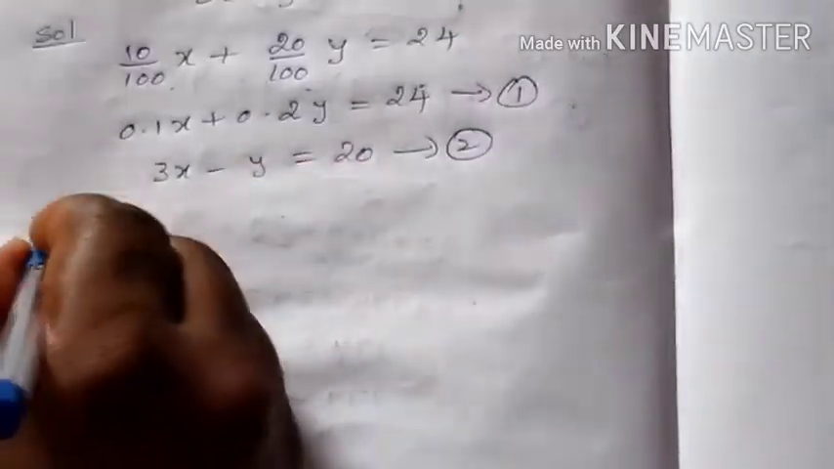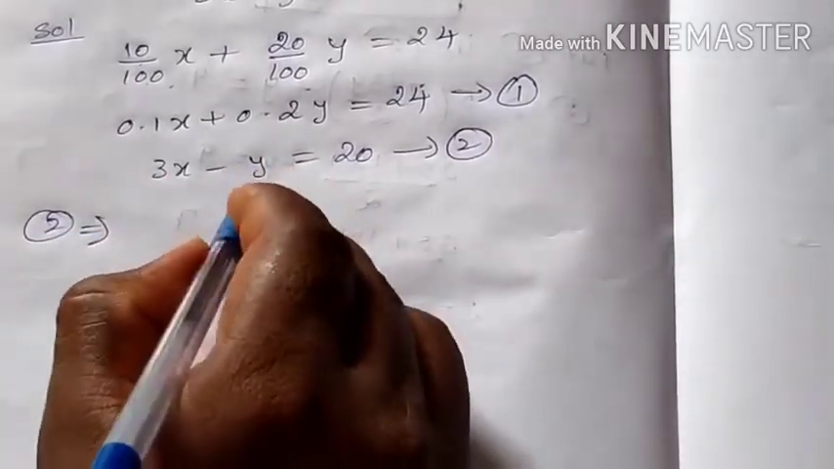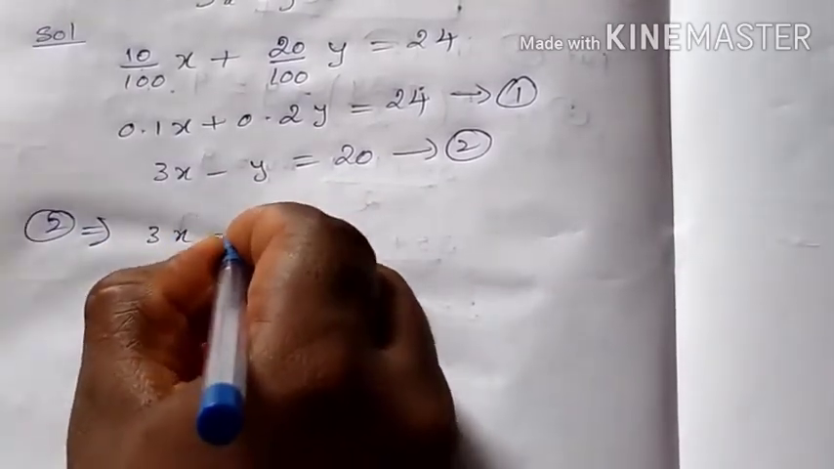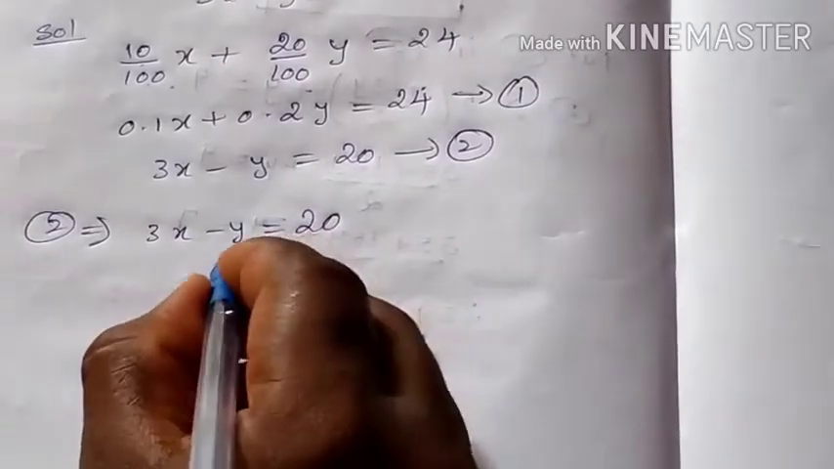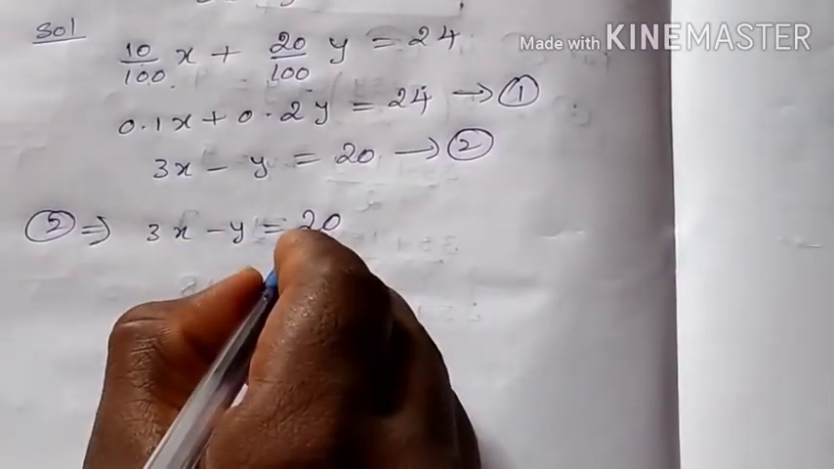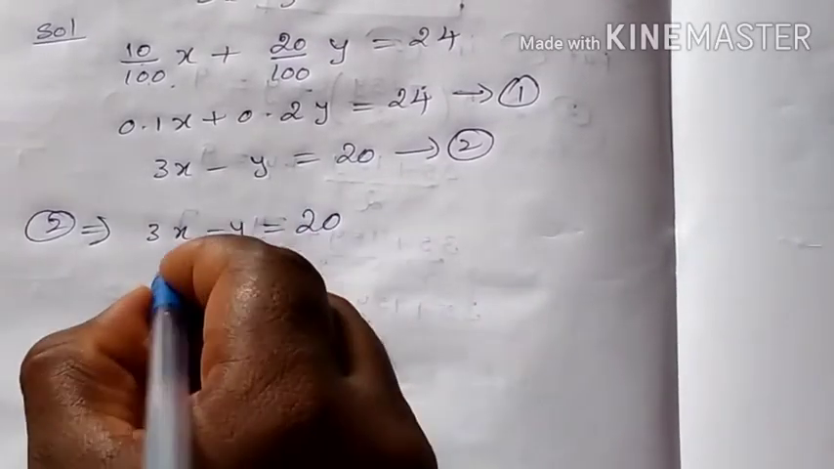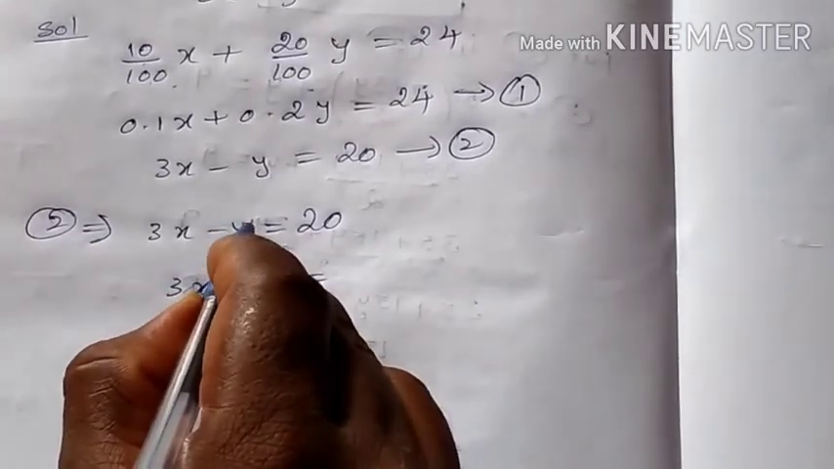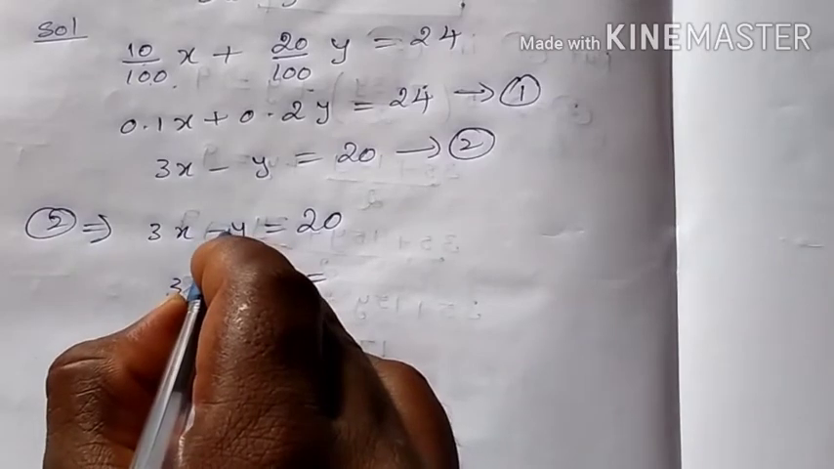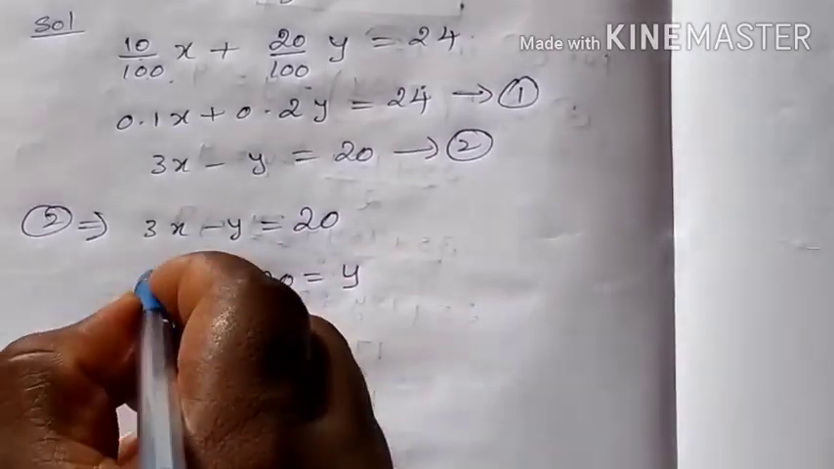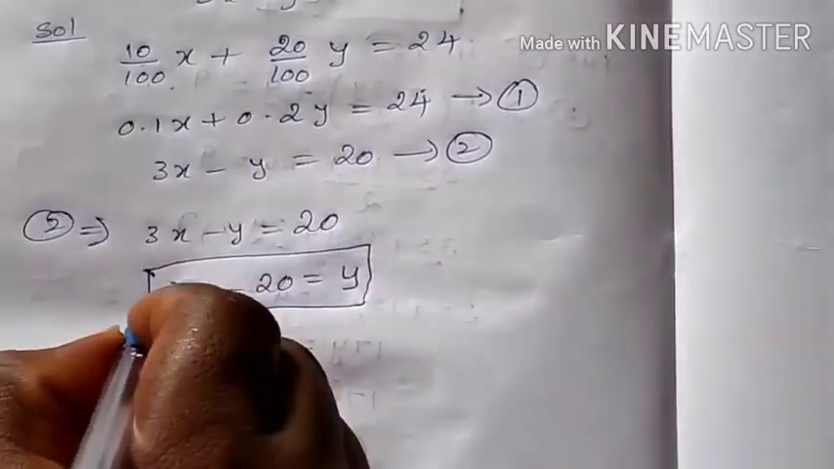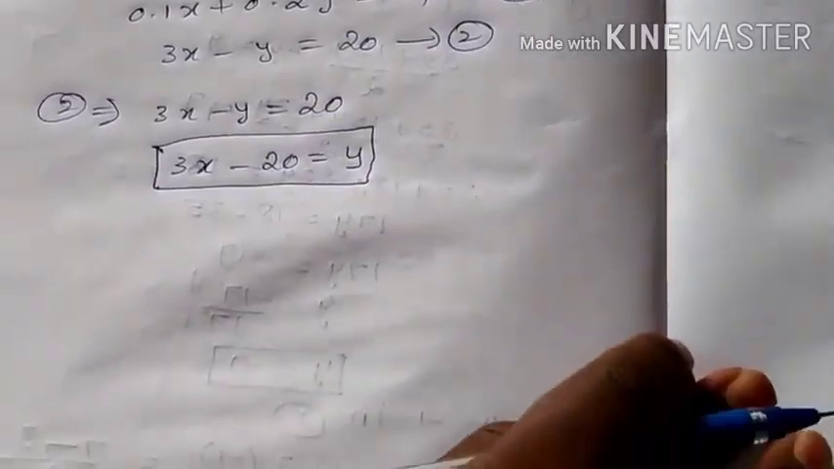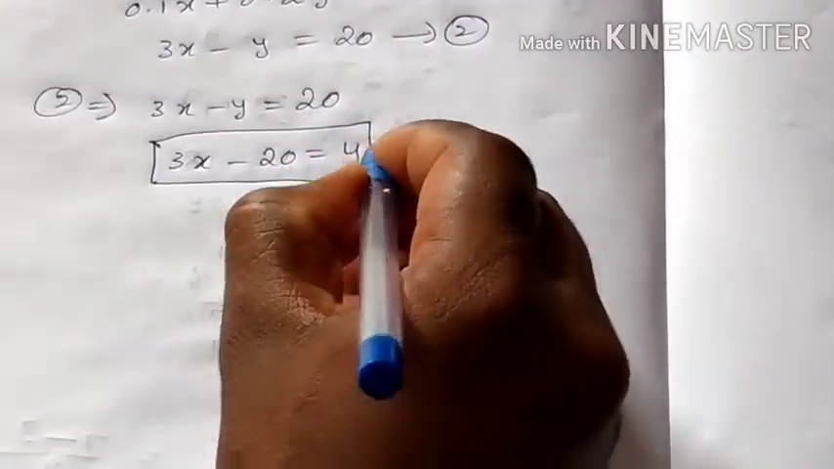Now consider the second equation. This is very easy: 3x minus y is equal to 20. Making the transposition, this 20 from the right side to the left side, we get 3x minus 20, which is equal to... at the same time, making the transposition for y, we get plus y. So plus y is equal to what? 3x minus 20. Is it or not? Have you understood this? Okay.